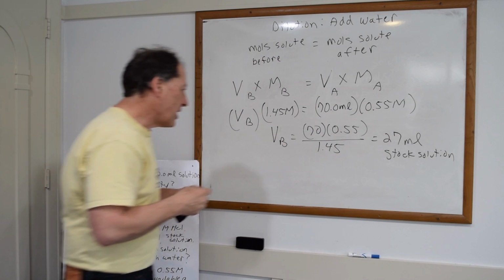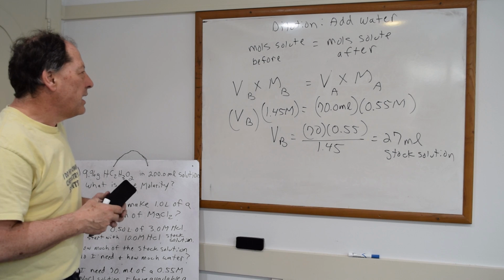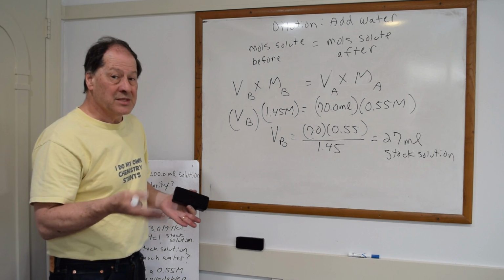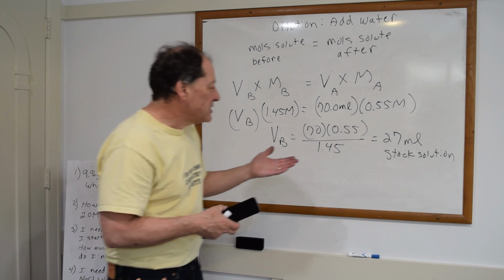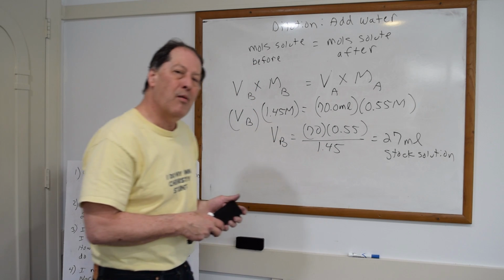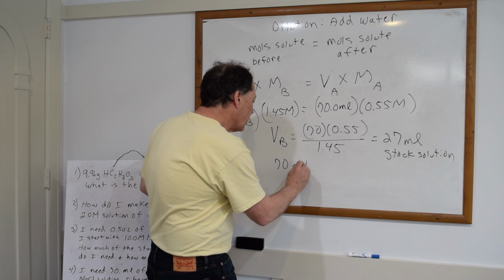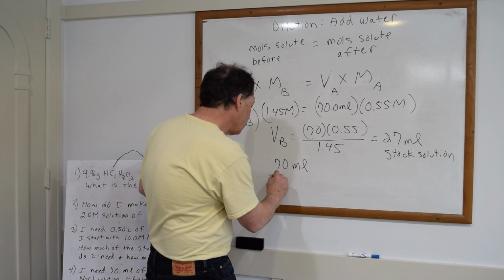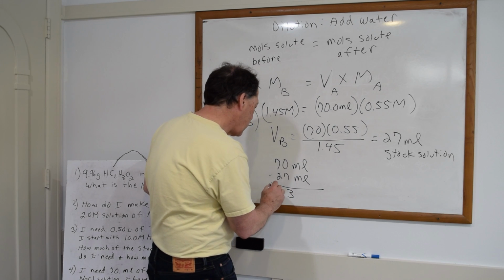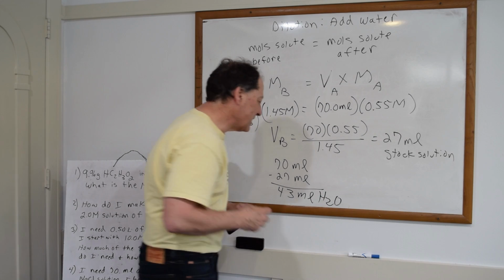Okay, so how do I make it? Well, I'm going to take 27 milliliters of that stock solution, and what else do I need to do? Remember, diluting means I'm going to add water. How much? Well, the total is 70 that I wanted. I'm going to subtract the 27 milliliters of the stock solution, and it looks like I'm going to have 43 milliliters of water that I need to add.